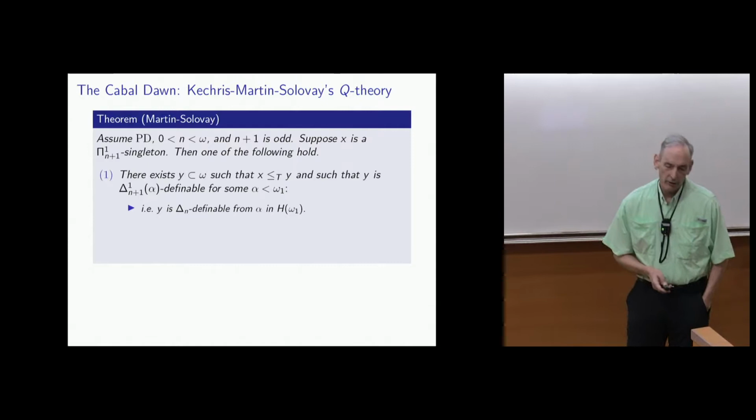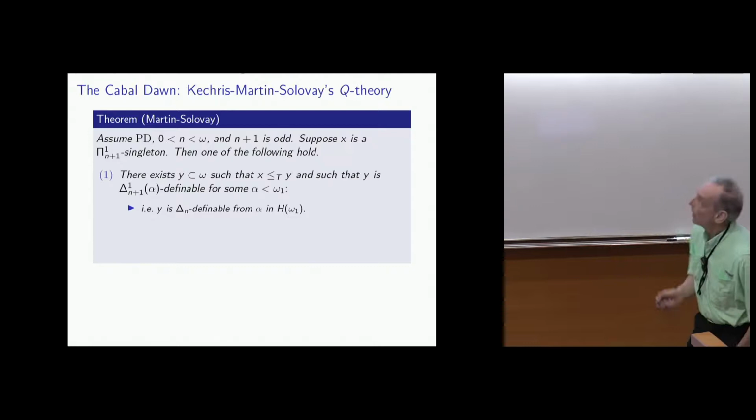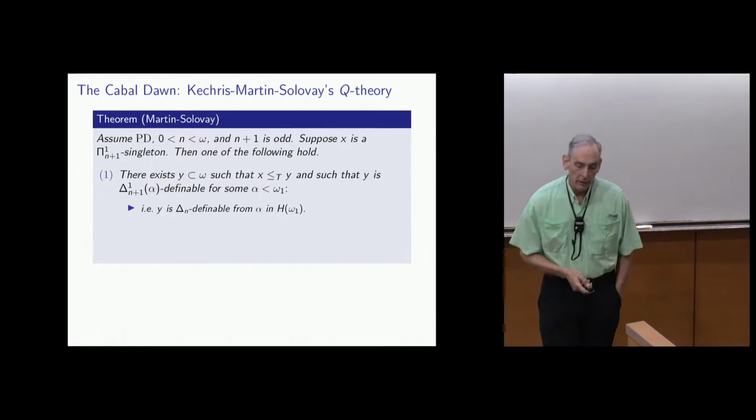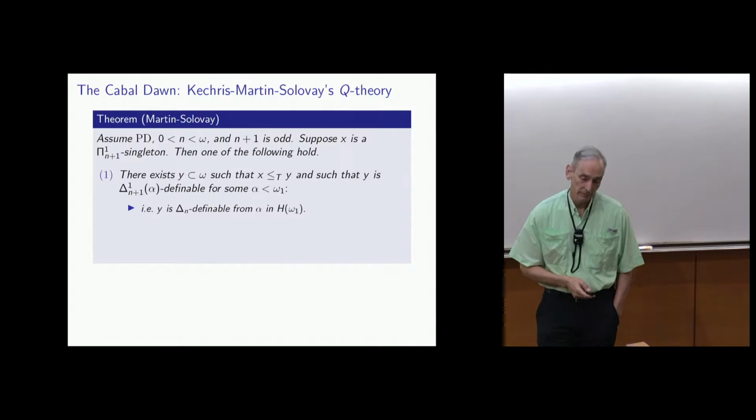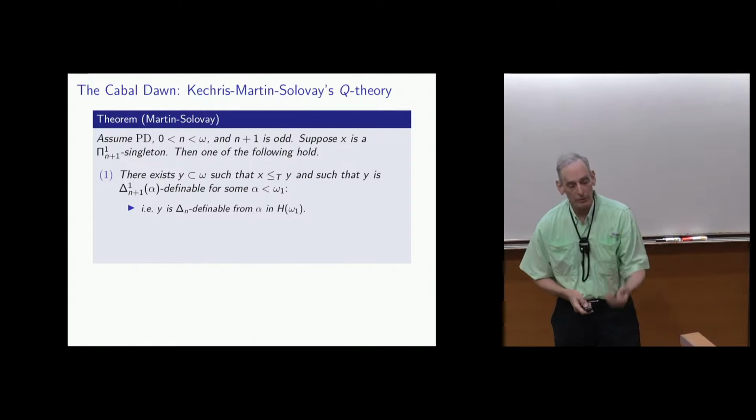Martin and Solovay showed: assume PD, n is less than omega, bigger than 0, and n plus 1 is odd. Suppose X is a Π^1_{n+1} singleton. Then one of the following holds. Either it's recursive in a real Y which is Δ^1_{n+1} definable from an ordinal. That simply means Y is Δ^1_n definable from alpha and H_{omega_1}. So there's a slight change now from the classical theory. We have to bring in the ordinals, and that's necessary.